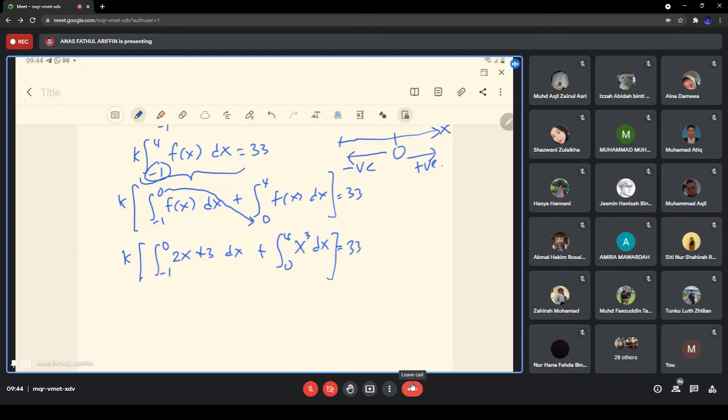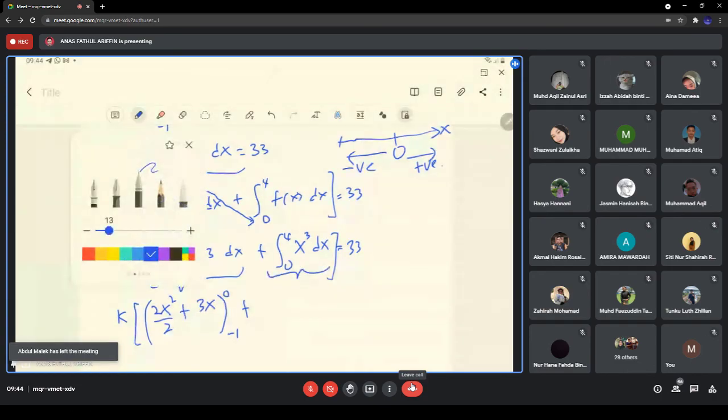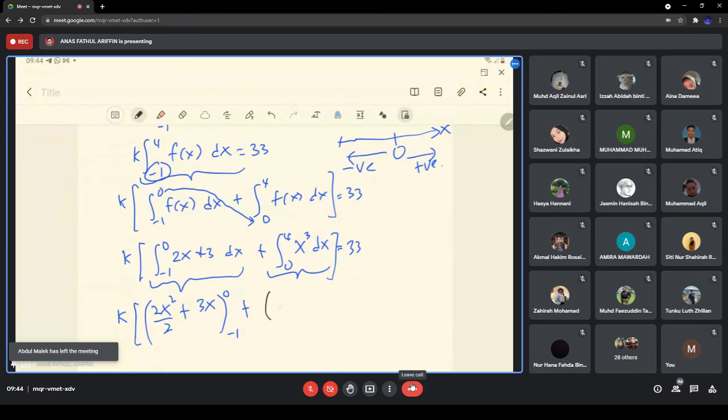And then we integrate, as usual. Kita integrate ini dulu. So k multiply, integrate 2x dapat 2x square over 2, and then integrate 3, we have 3x. And then dia punya limit from -1 to 0. And then plus. Okay, now integrate this one. Okay, we will have x power of 4 over 4, and then limit 0 to 4. And then we close the bracket equivalent to 33.